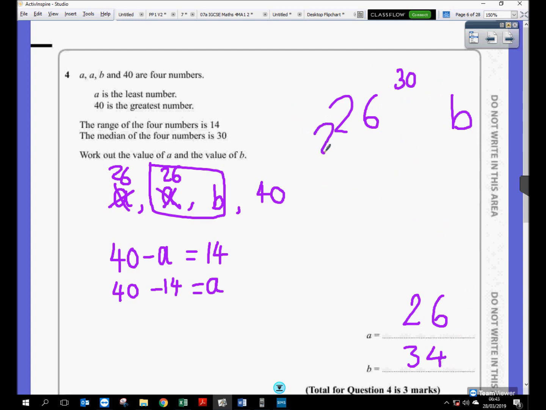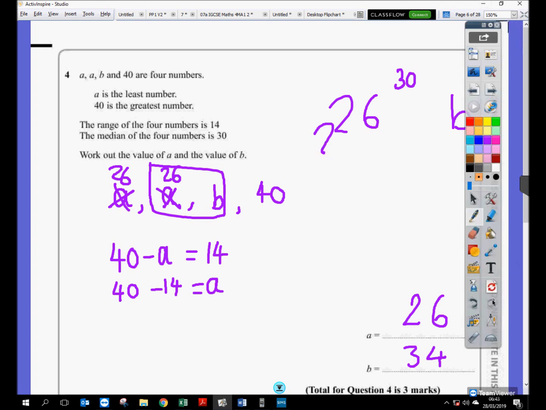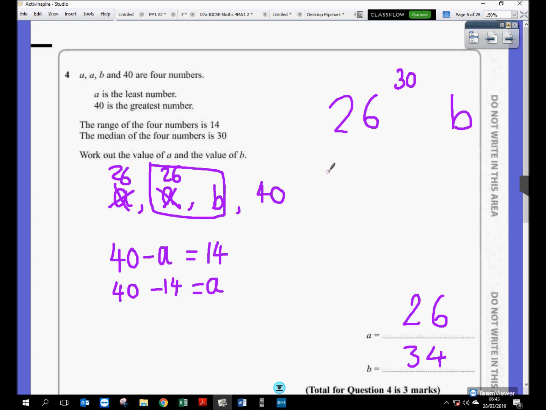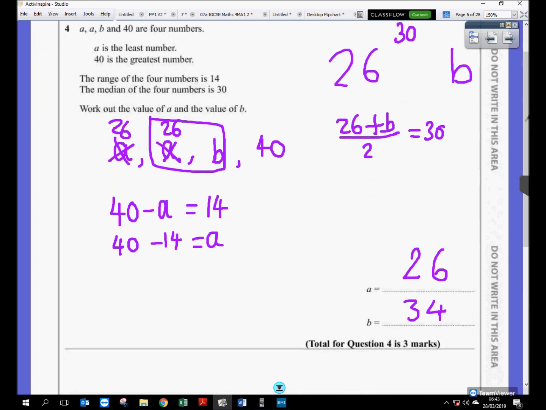Now there is another way of doing this. If you want to work out the middle of 2 numbers, you add the 2 numbers together and divide by 2. So we know that 26 add B divided by 2 is equal to 30. If you rearrange and solve this equation, you're going to get B is 34. It is quite obvious to see.